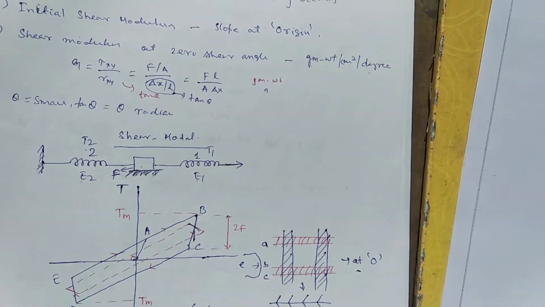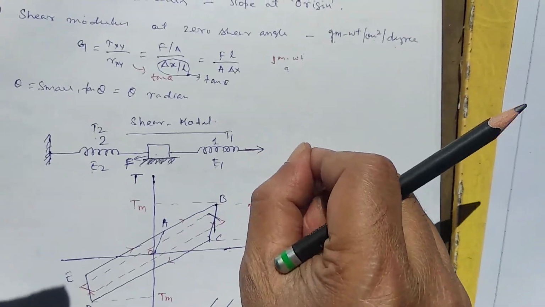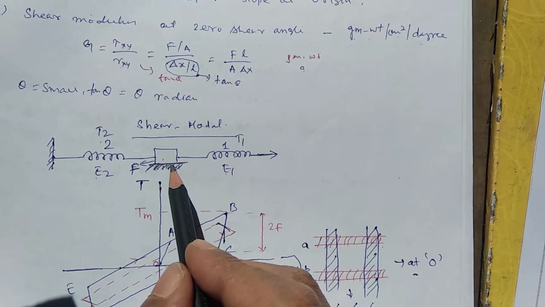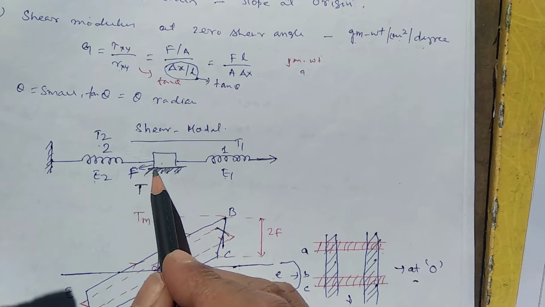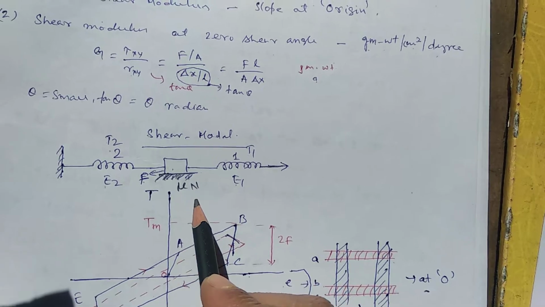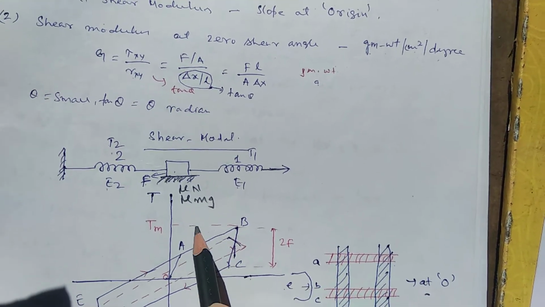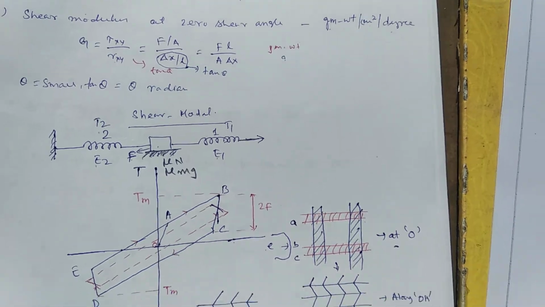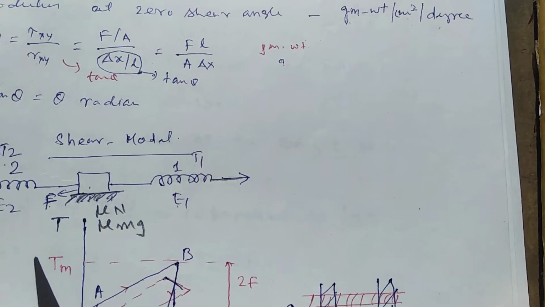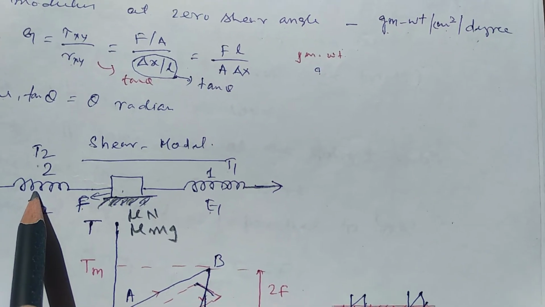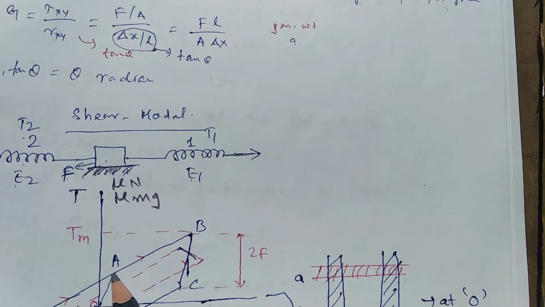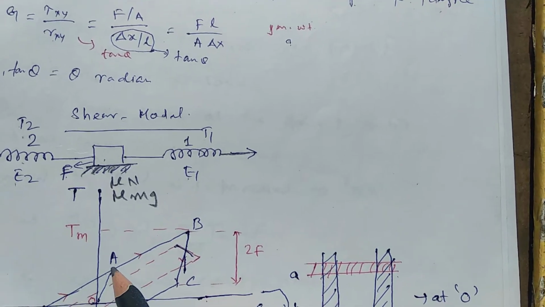So what will happen? If I push this side, the free end, spring 1 will expand until it reaches the frictional force of this block. What is the frictional force? Mu into N, or mu mg, right? When you exceed this mu mg, the block moves. When the block moves, the spring gets extended, right? So we can say this is the first stress, AB.